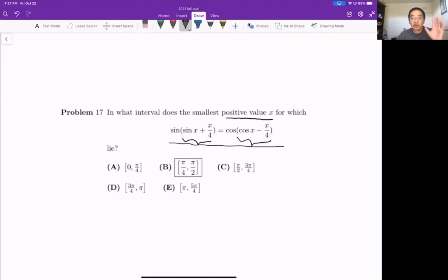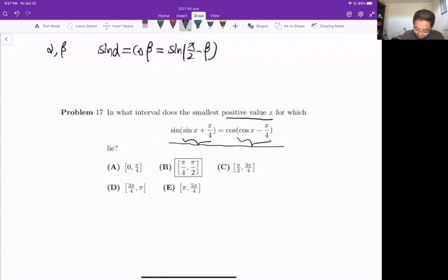Now, first, let's recall: we have two angles alpha and beta. If sine alpha equals cosine beta, what can we say about the relation between alpha and beta? Okay, so cosine beta is just equal to sine of pi over 2 minus beta. Here I use radians for convenience.